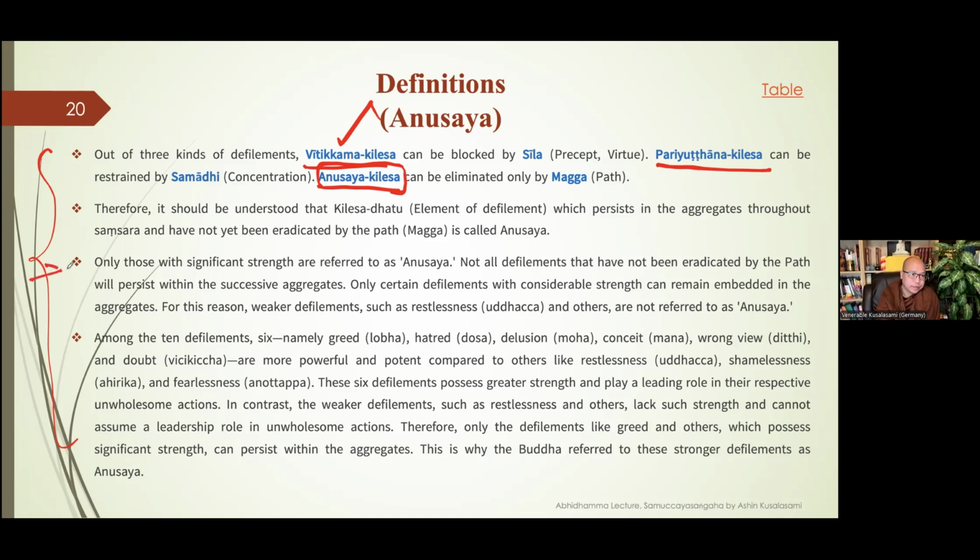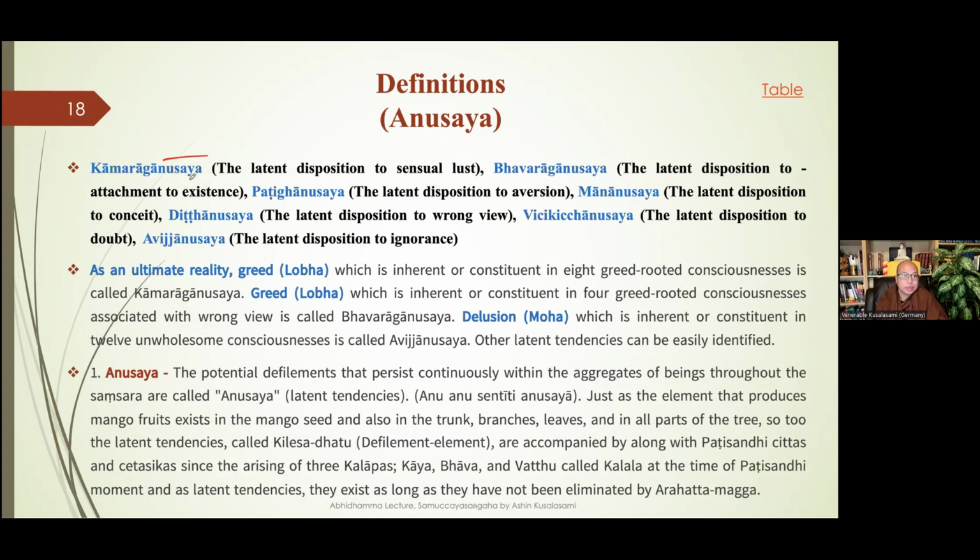Another question is that there are 10 kinds of kilesa, but why only these seven are called the anusaya? Here in the anusaya: kamaraga anusaya, bhavaraga, patigha, dosa, mana, ditthi, vicikiccha, and avijja. So why do the other unwholesome factors like ahirika, shamelessness, anottappa, fearlessness, thina, middha, sloth and torpor, and uddhacca, not get the term anusaya?